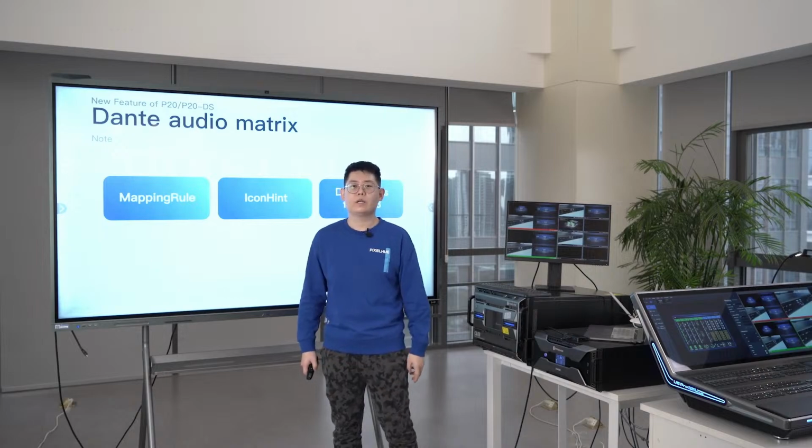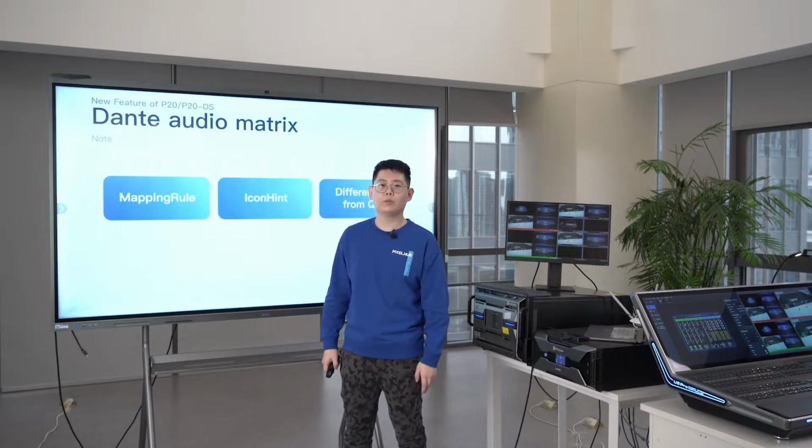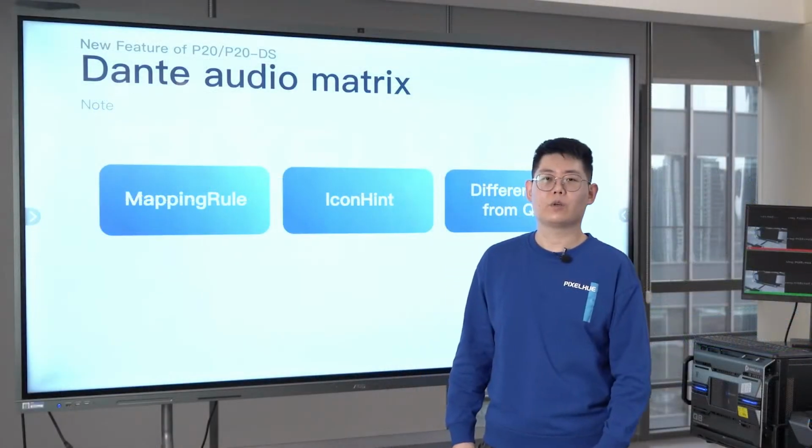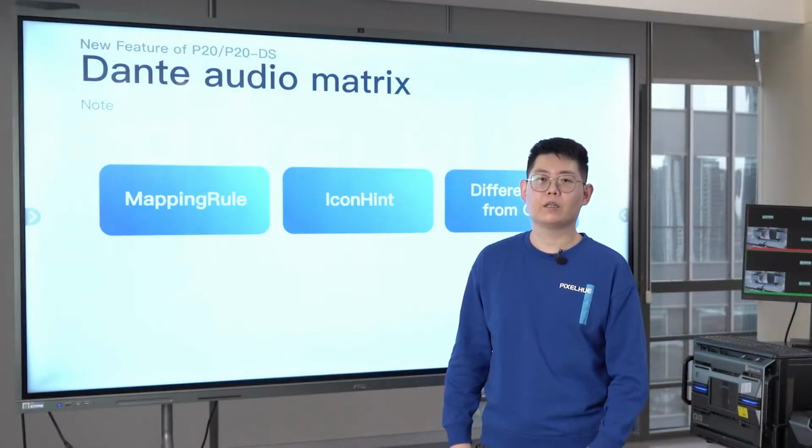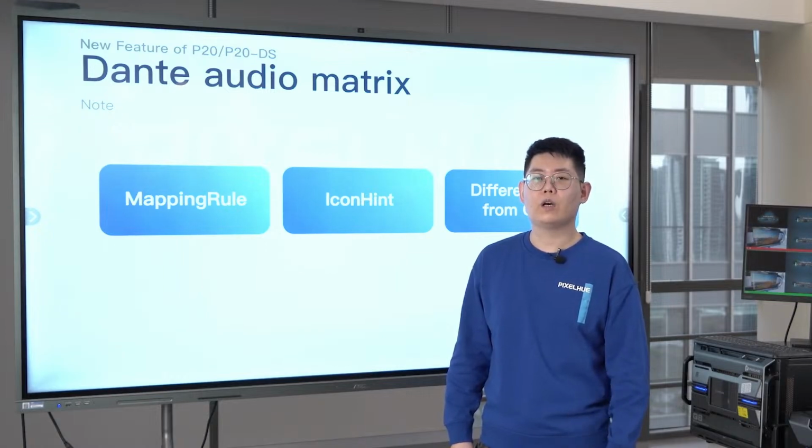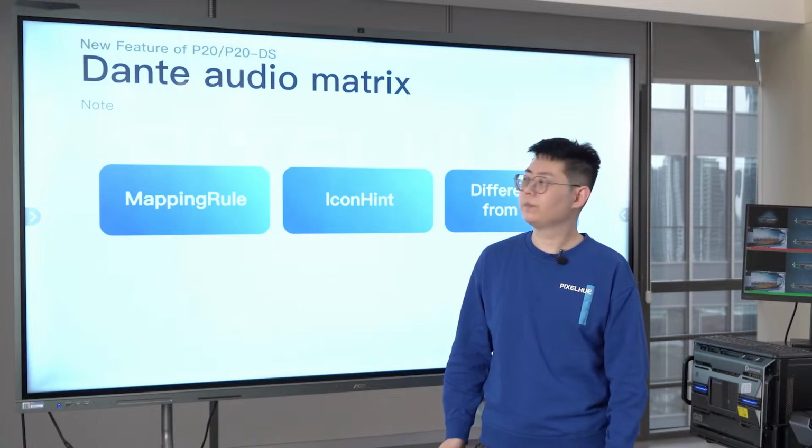Please note, same as Q8, one input can be mapped to multiple outputs, but one output can only be mapped to one input. Different icons represent different meanings. A check mark indicates full mapping, and the hollow circle indicates partial mapping. And all along-way audio channels are limited to 2 channels.